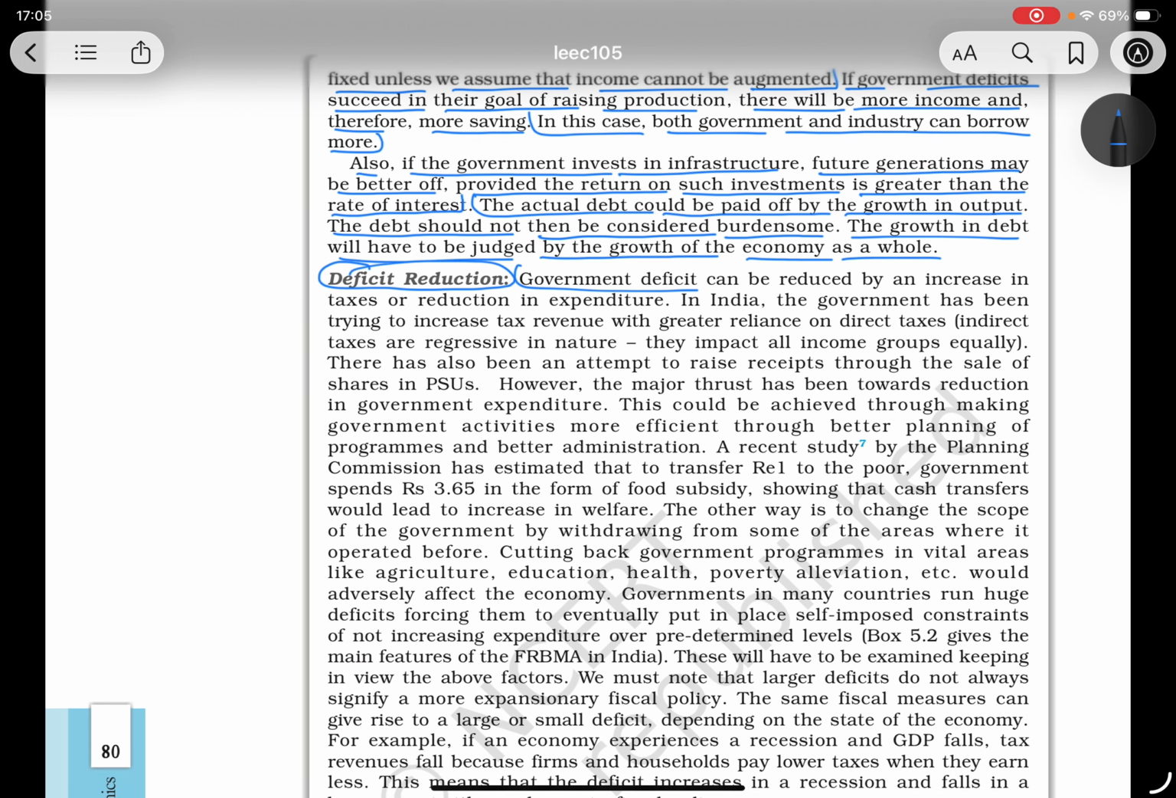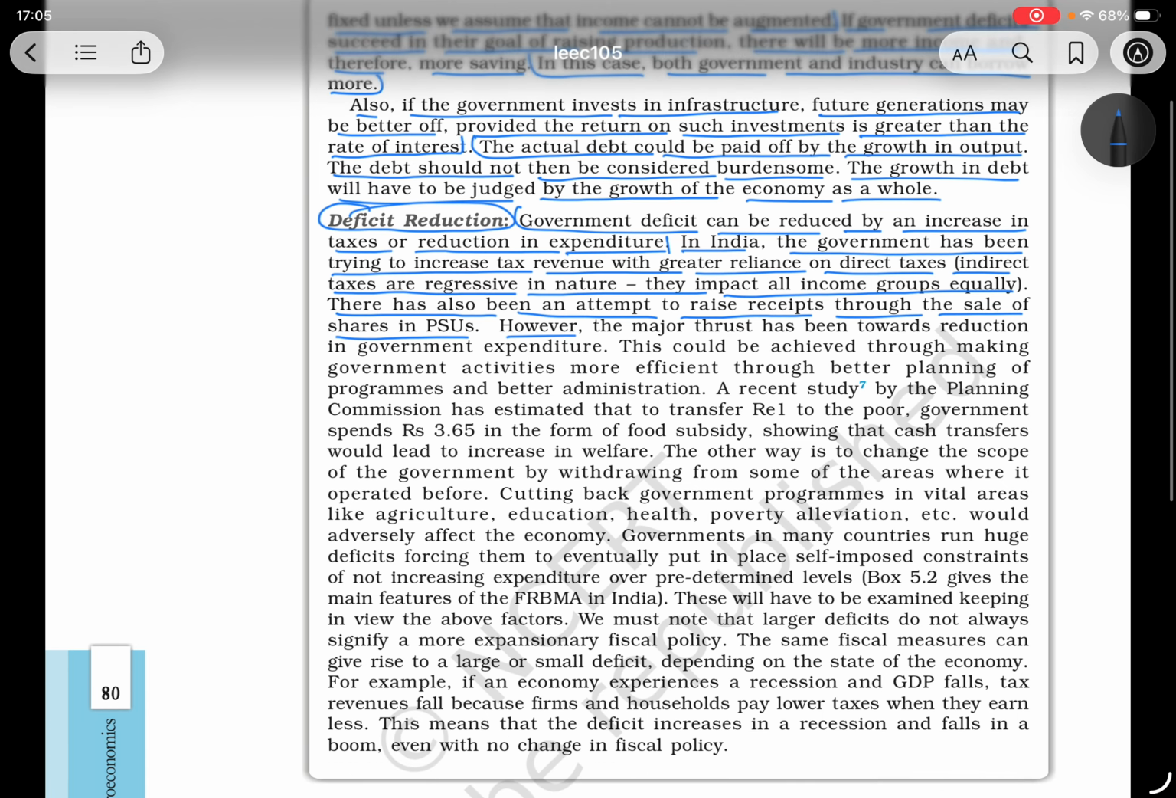Deficit reduction. Government deficit can be reduced by an increase in taxes or reduction in expenditure. In India, the government has been trying to increase tax revenue with greater reliance on direct taxes. Indirect taxes are regressive in nature, they impact all income groups equally. There has also been an attempt to raise receipts through the sale of shares in PSUs. However, the major thrust has been towards reduction in government expenditure.